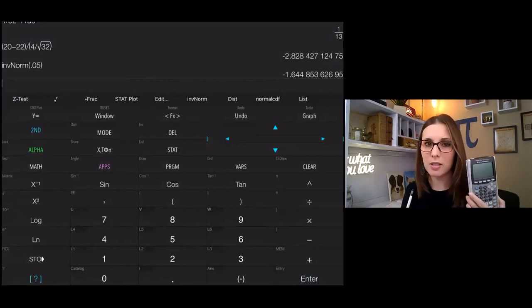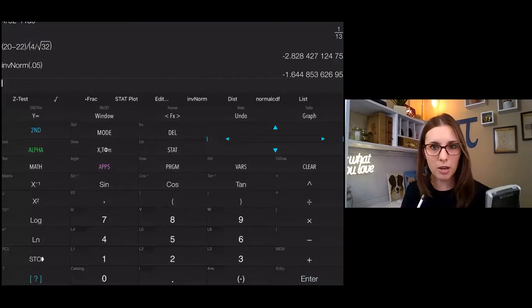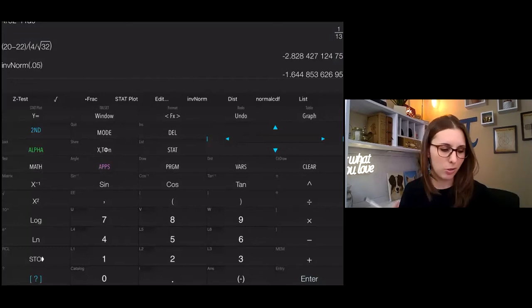I did find it does not have the normal probability plot. I couldn't get it to do it. So there's a few things it doesn't have, but for $5, it's pretty nice.